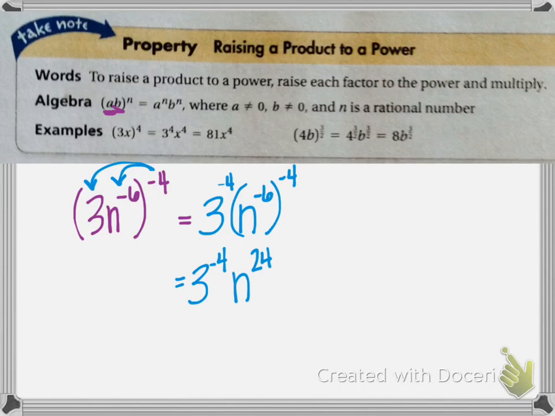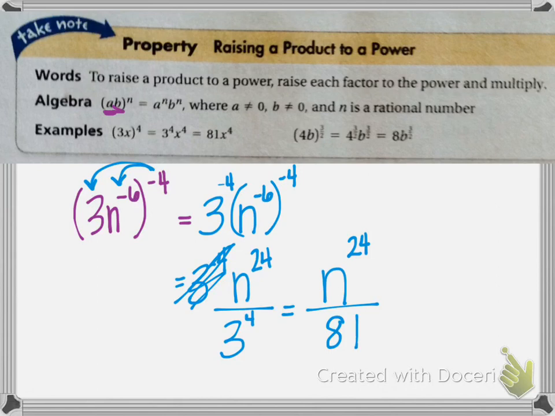24. Now, 3 to the negative 4. I cannot have the negative exponent, so what's going to happen is I'm going to move it to the bottom and make it a positive. And then after I've done that, I can do 3 to the 4th. That's 81. So n to the 24th over 81 would be the answer. And that's kind of a hard one. These are pretty easy up here, and that's kind of a harder one. And I'll do some more examples.